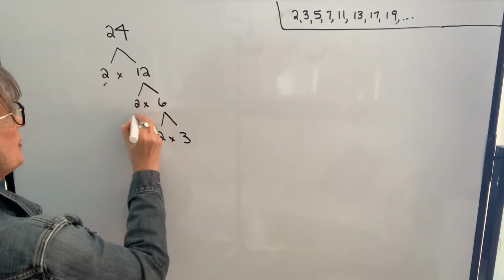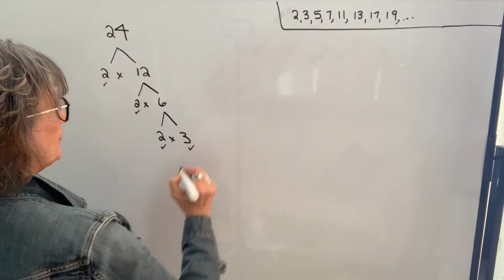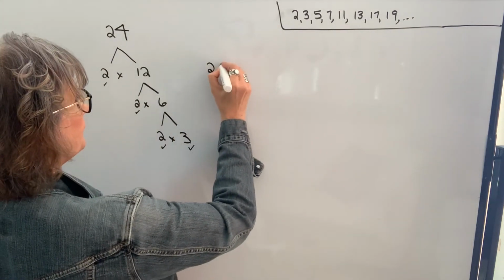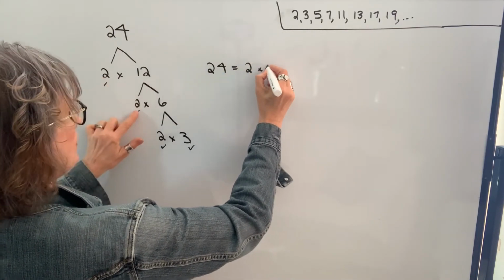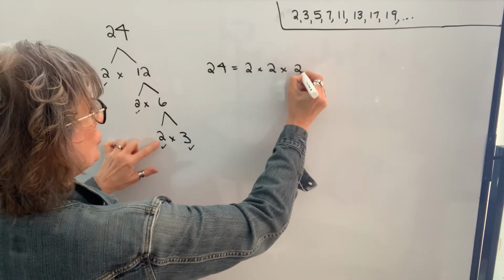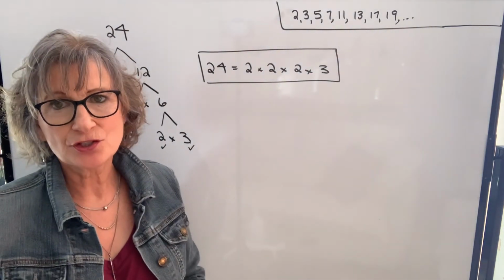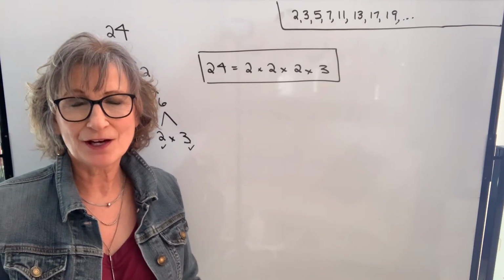So this is a prime number, this is a prime number, this is a prime number, and 3 is a prime number. Therefore, I can write 24 as 2 times 2 times 2 times 3. So this is called prime factorization. We took the number 24 and we wrote it as a product of all its prime factors.